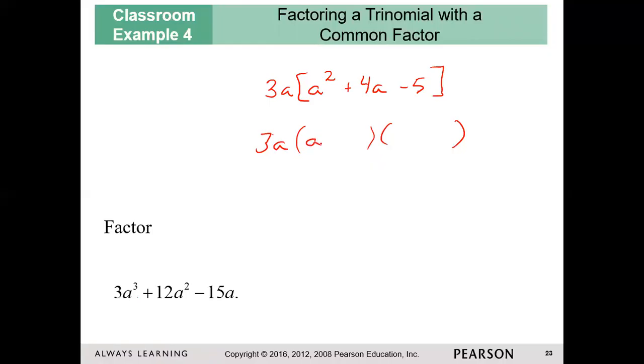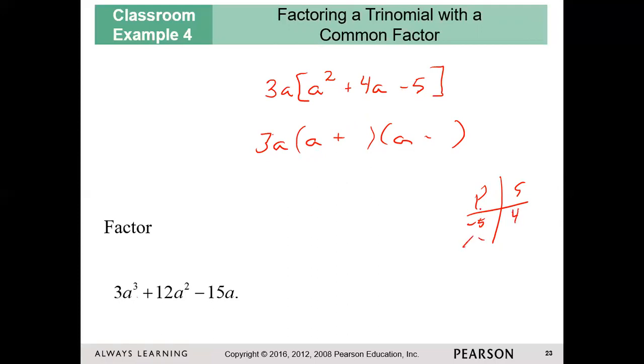Your variable is going to be in each one. Since your product is negative, you know that one of them is going to be positive and one of them is going to be negative. So all I've done here is just set myself up to do my product sum method. Product sum: my product is -5 and my sum is 4.